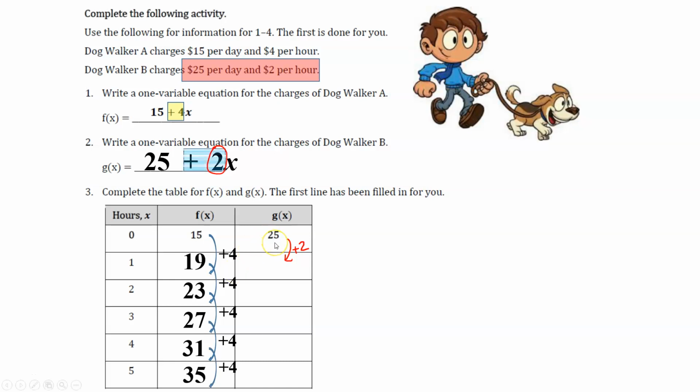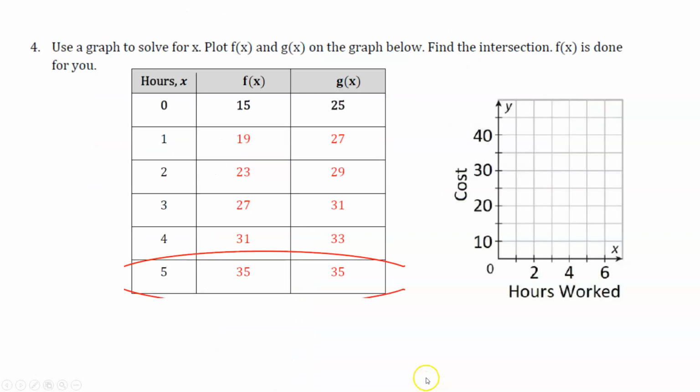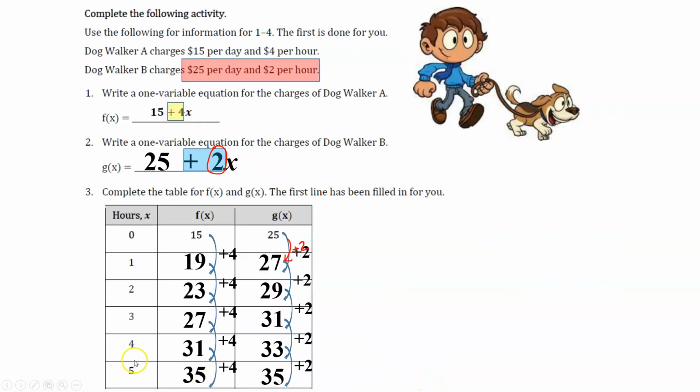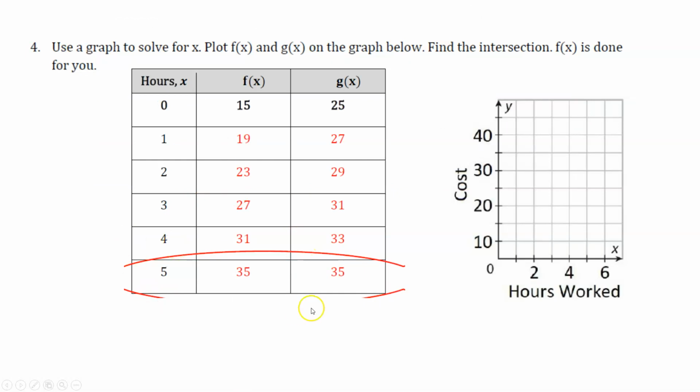For the second column, that would have been 27, 29, 31, 33, and 35. Do you notice where the columns would be about the same value for both dog walkers? I do. It's right here. Actually, it's circled here. So right now, go ahead and graph, and you'll see that essentially both of our lines will cross at this point.